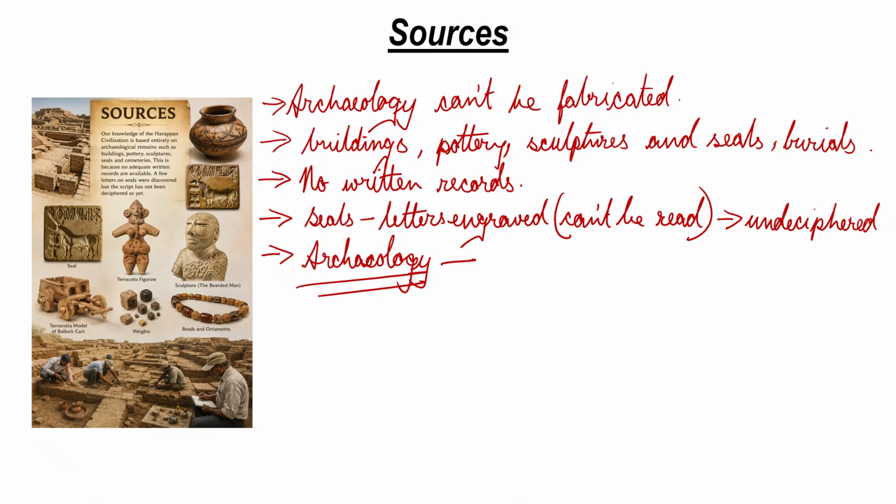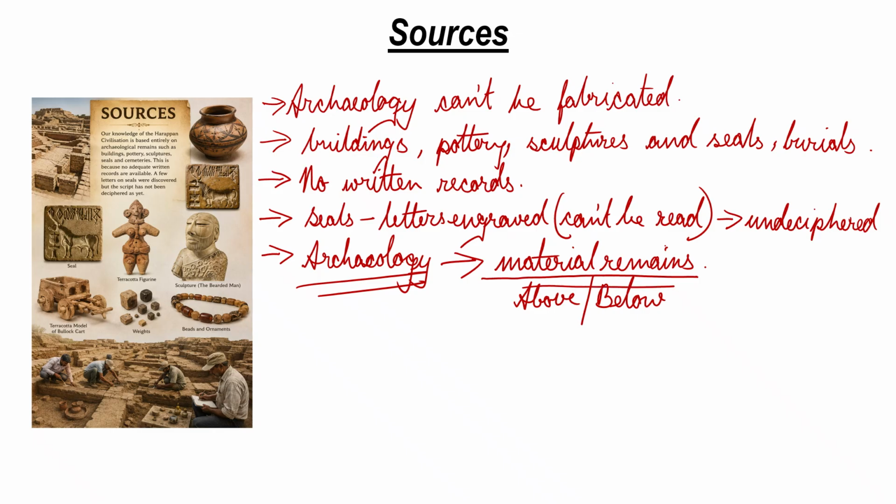Now, for your extra information, what is archaeology? Archaeology includes all the material remains, all the material remains above or below the ground. It can be above or below. It doesn't matter where you get it from. All the material remains means physical things that you get come under archaeology. So that is why we have archaeology as the only source of interpretation about the Harappan civilization.